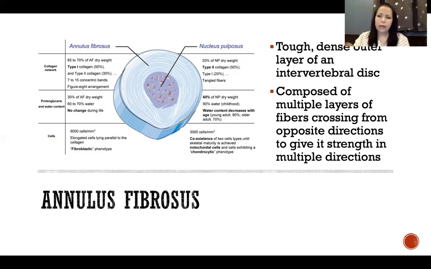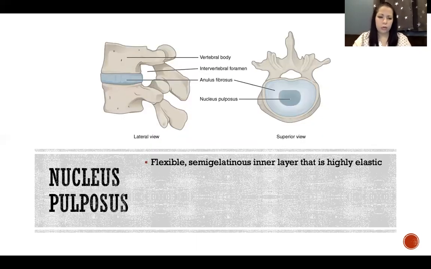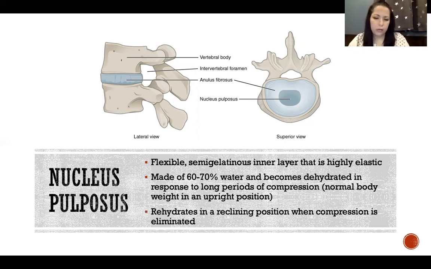So it's made up of lots and lots of collagen fibers going in all different directions to make it resistant to forces in all of those different directions. Okay, then the jelly on the inside of the jelly donut would be the nucleus pulposus. It's a flexible, semi-gelatinous inner layer that is highly elastic, made of 60 to 70% water, and becomes dehydrated in response to long periods of compression, like normal body weight in an upright position. It rehydrates in a reclining position when compression is eliminated.